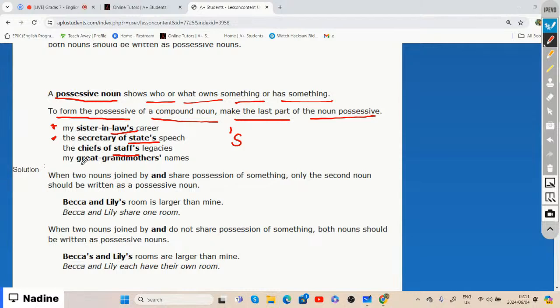And then lastly, we say my great-grandmother's names. So whether it is plural or singular, like in this case where it says my great-grandmother's names, this refers to more than one grandmother.